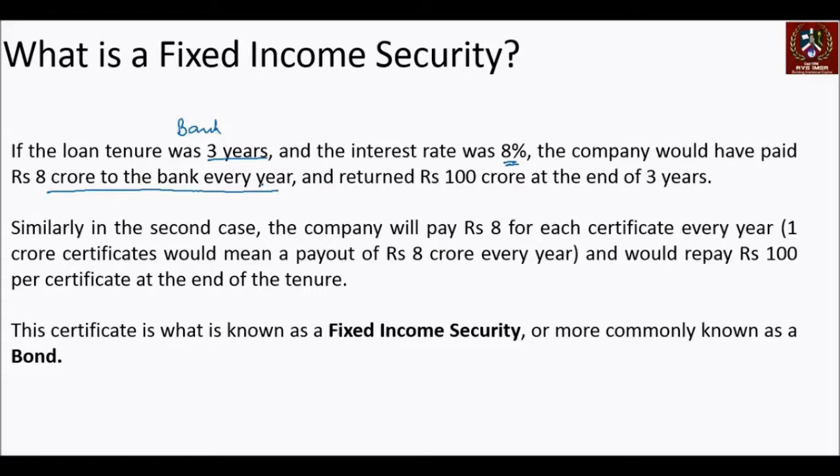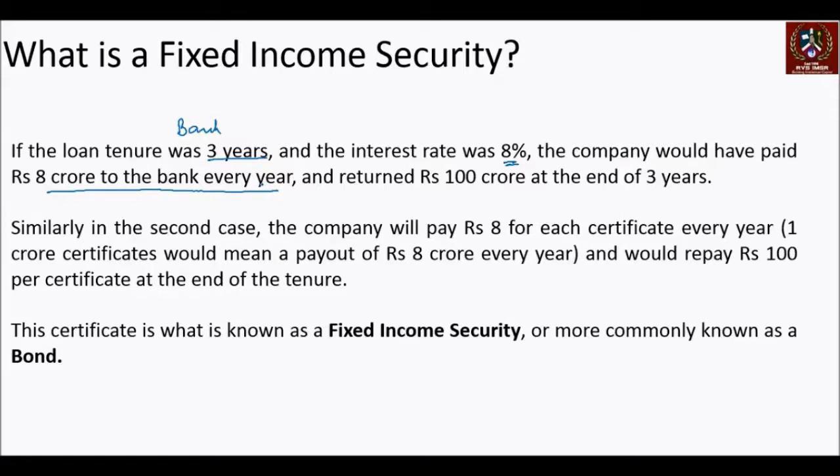Effectively, if your interest rate is 8% on a 100 crore loan, you have to give 8 crore every year to the bank, and you would have returned 100 crore at the end of the 3-year period. That's the principal repayment that you will do to the bank, correct?